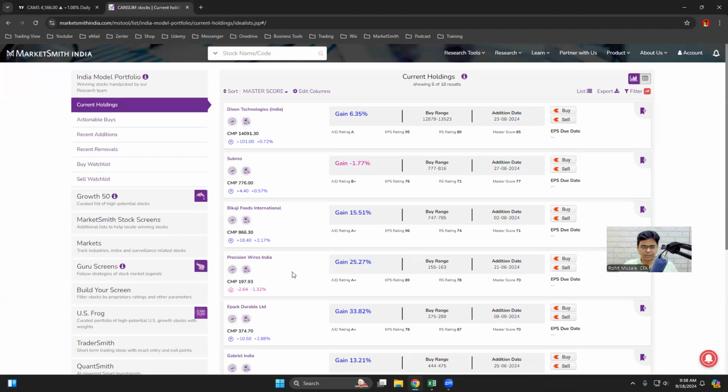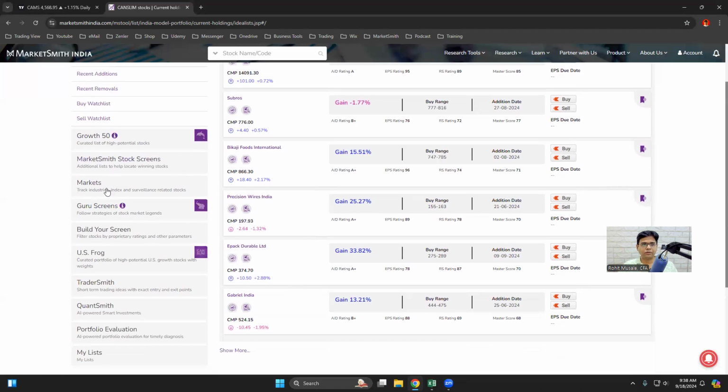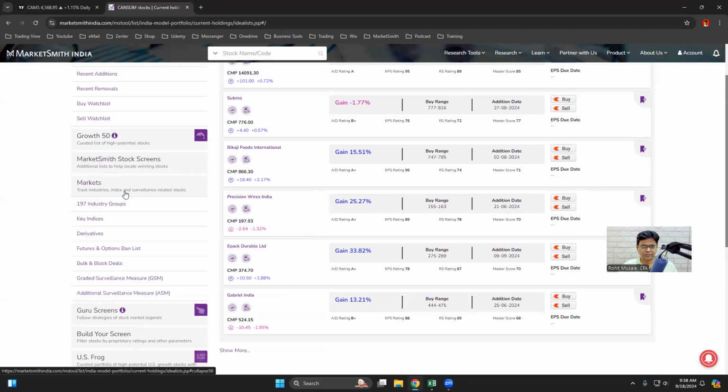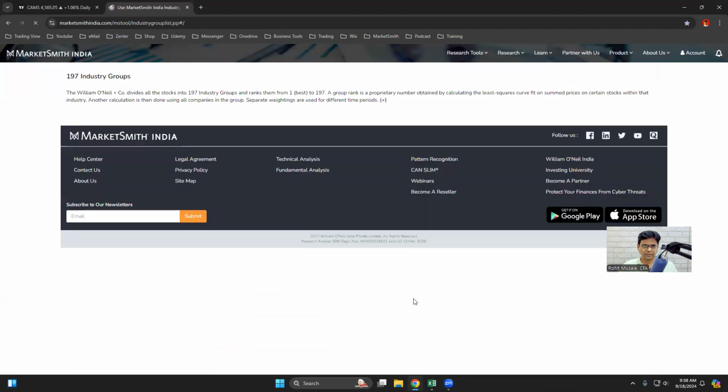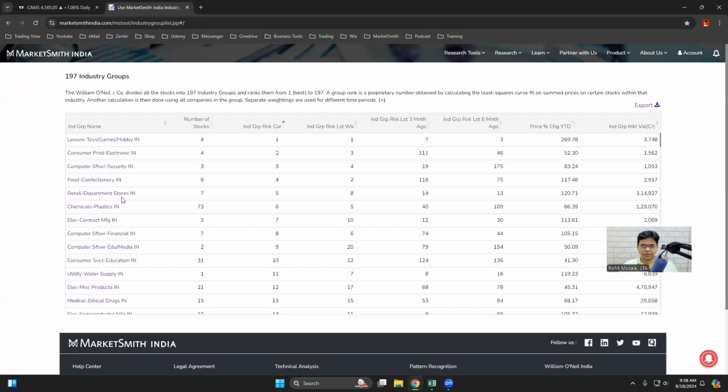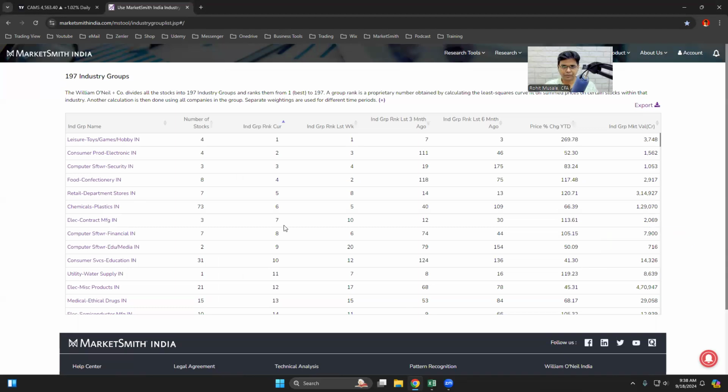So if you go here, you look at market, then track industries, index and surveillance related stocks. Click on 197 industry groups. Here you get the industry group data. You can download this data if you want. So let's see what you have here. First is the name of the sector and then the name of the industry group. So you have sectors and you have industry groups.